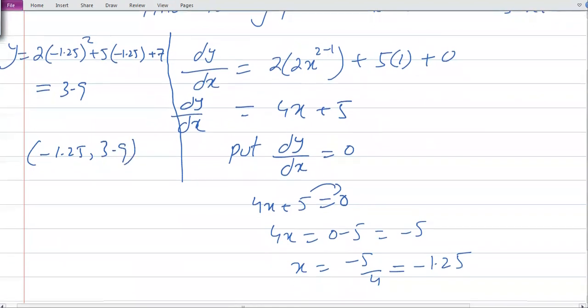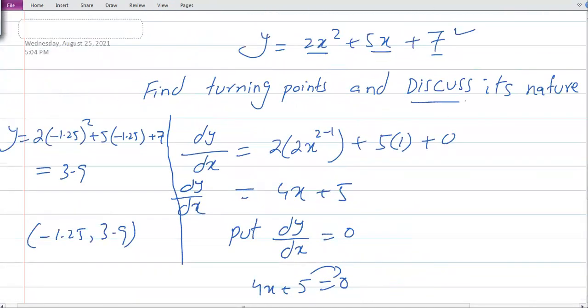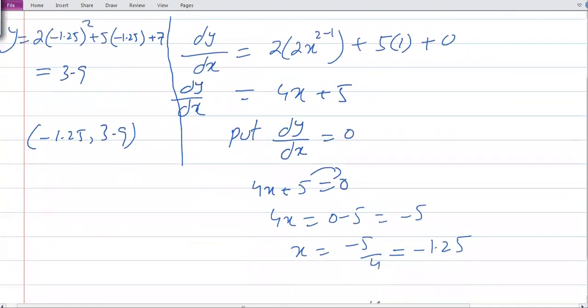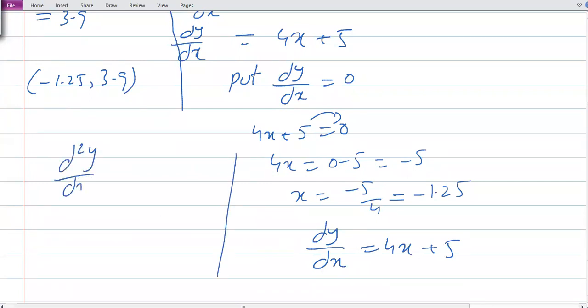Now we have to check whether it is maximum or minimum, because the second part is saying discuss its nature. To discuss the nature, take the second derivative. Now this is your first derivative. Let me write here. Your dy over dx is 4x plus 5. Take another derivative. That will become d2y over dx square. If you take the derivative of 4x, it will be 4 into 1 plus the derivative of 5 will be 0. So that will become 4. d2y over dx square is 4.